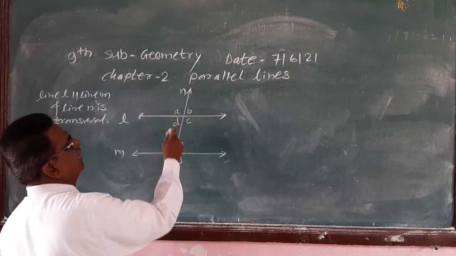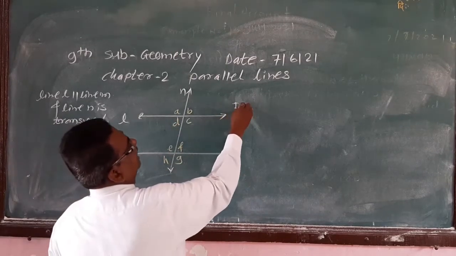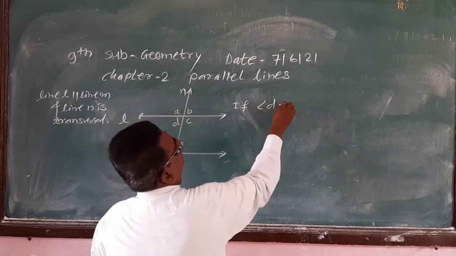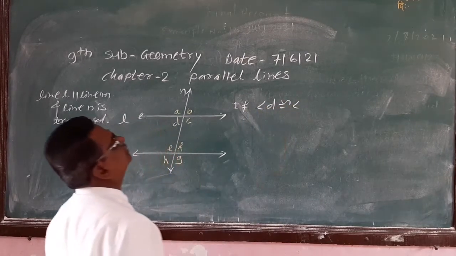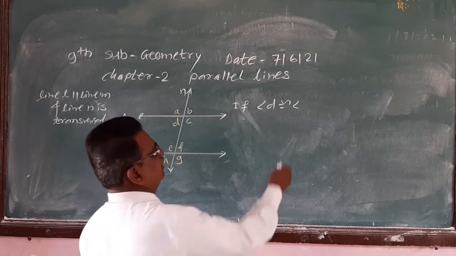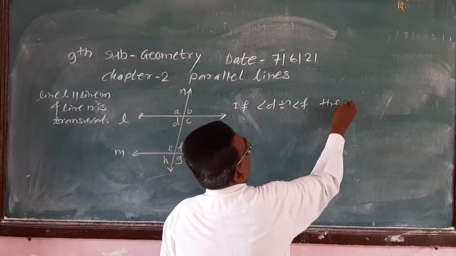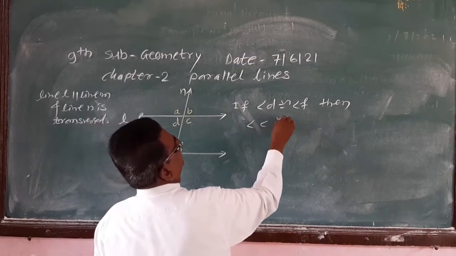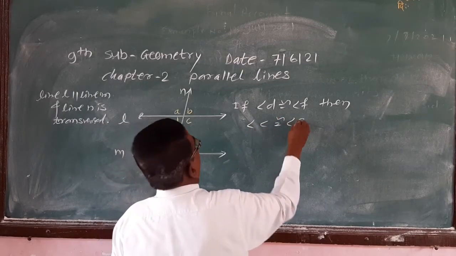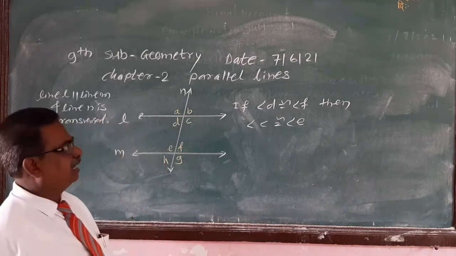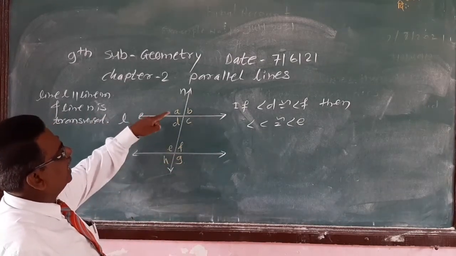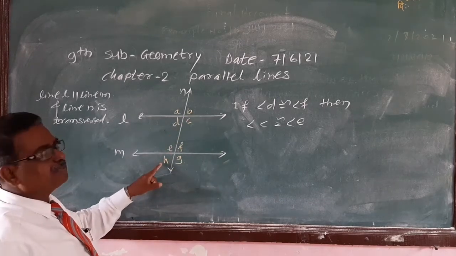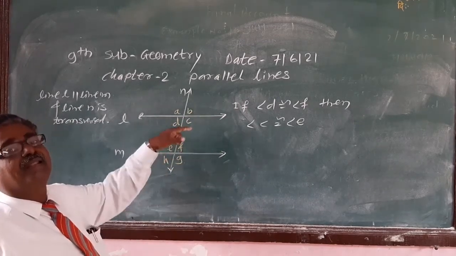Angle B and angle F are the alternate angles. Angle D is congruent to angle F. Then angle C is congruent to angle E. Also we will show right here angle A is congruent to angle Z, angle B is congruent to angle H, because these are the exterior alternate angles.